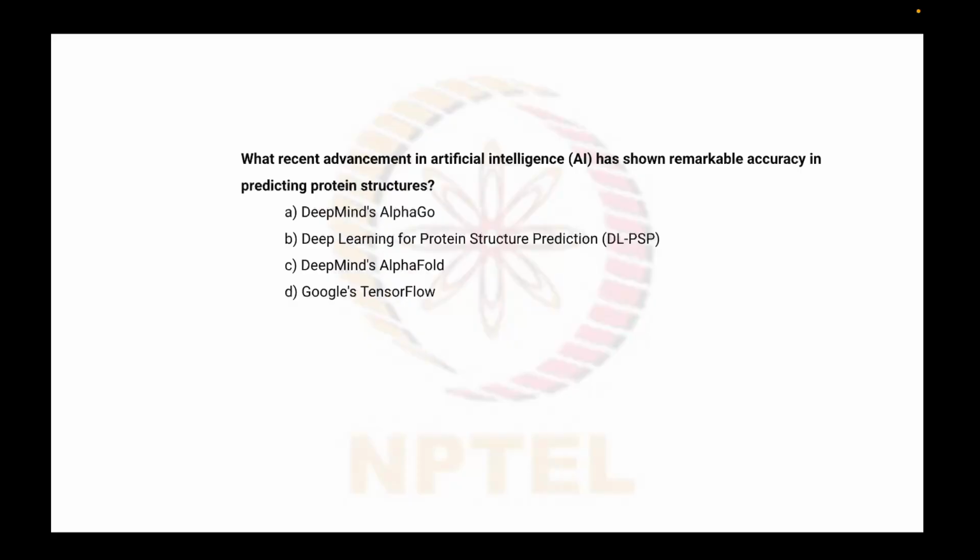With the recent advancements, what recent advancement in artificial intelligence has shown remarkable accuracy in predicting protein structures? Whether it's DeepMind AlphaGo, or deep learning for protein structure prediction, or DeepMind's AlphaFold, or Google's TensorFlow. So what is the recent advancement in artificial intelligence that has shown remarkable accuracy in predicting protein structures?